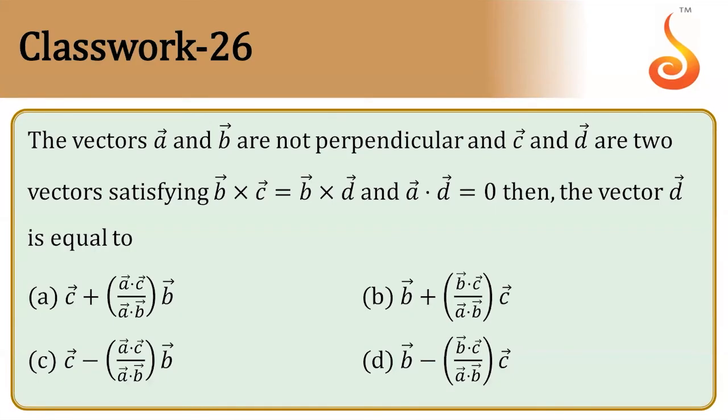B cross C equal to B cross D and A dot D equal to 0. Then the vector D bar equal to, they're asking. This is also a very good question. This was also done previously. Okay, I will explain this question.